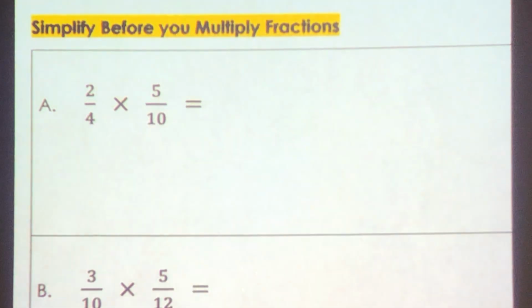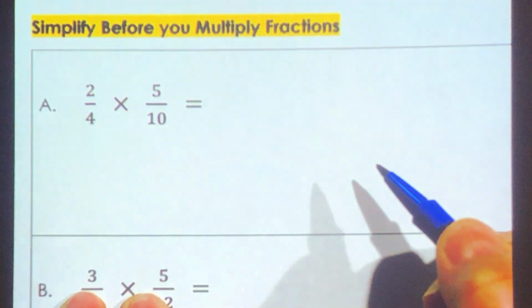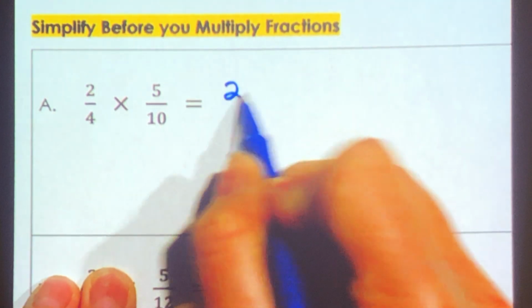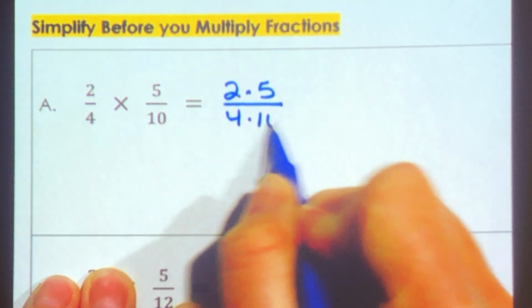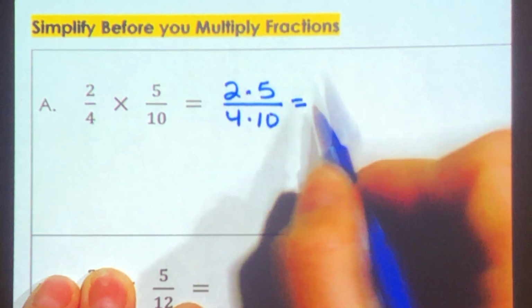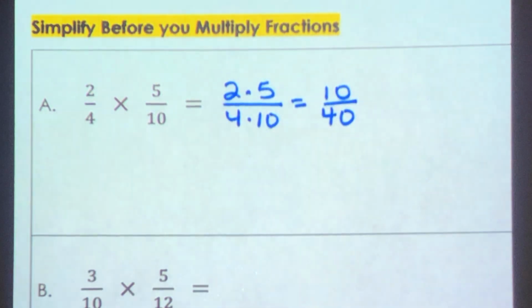Fifth graders, today we're going to look at a strategy for multiplying fractions called simplify before you multiply. And just a recap of what you learned before. When multiplying 2/4 times 5/10, you learned that you can multiply your numerators, multiply your denominators. So 2 times 5 is 10, 4 times 10 is 40, and then make sure your answer's in simplest form.